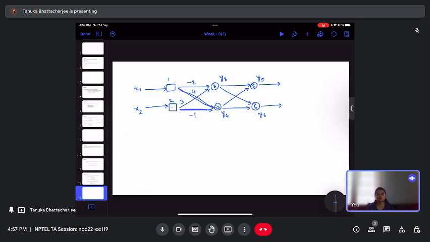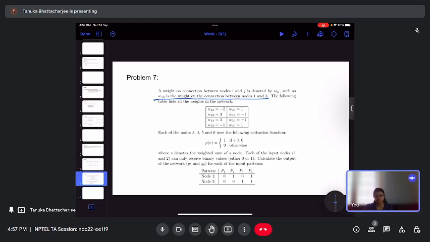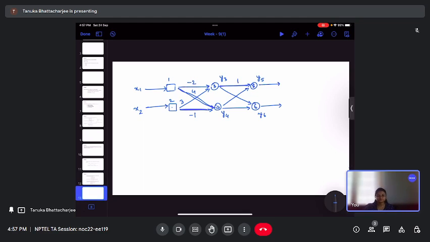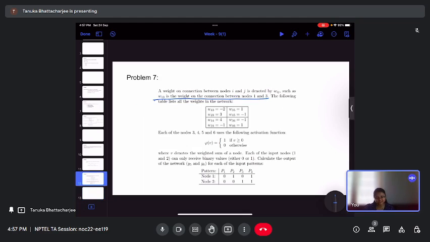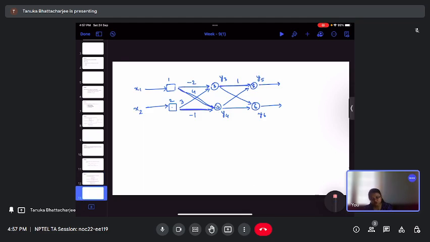So you have got all the weights connecting the input layer to the hidden layer. Now let us see the weights between the hidden layer and the output layer, the weights between nodes 3, 4 and 5, 6. Let's take the first connection, between node 3 and node 5. The weight will be W35, that is given as 1. Then the connection between node 3 and 6 will be W36, that is -1.